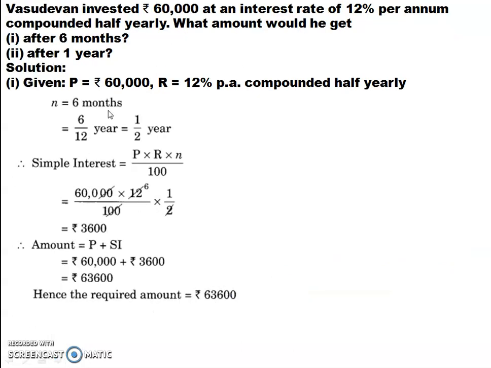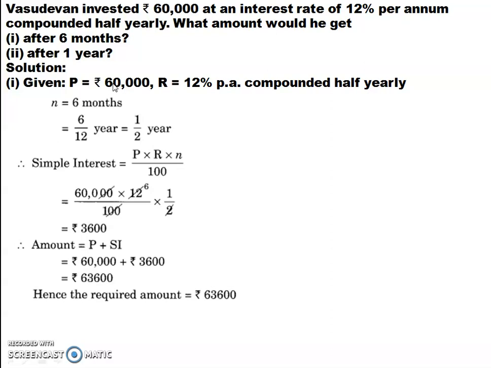The question is like this. Vasudevan invested rupees 60,000 at an interest rate of 12% per annum compounded half yearly. What amount would he get after 6 months? And the second question is after 1 year. Okay. So let us see.